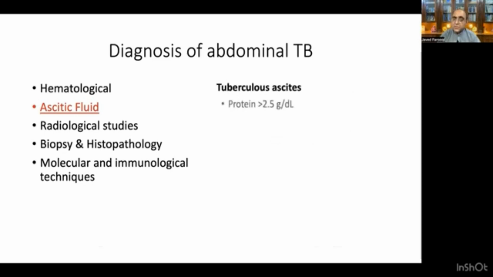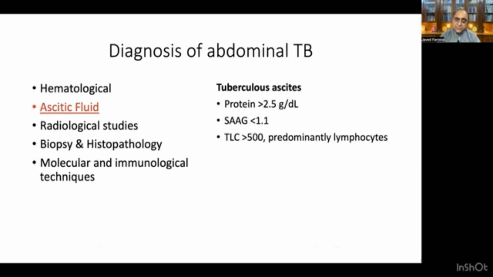So if I conclude, in tuberculous ascites, protein level more than 2.5, most of the times more than 3 gram, SAG less than 1.1, TLC more than 500, predominantly lymphocytes, ADA more than 40, PCR for mycobacterium tuberculosis may be positive.